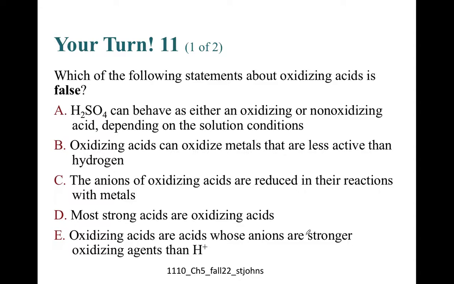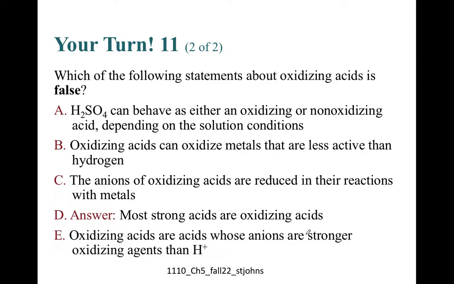Which of the following statements about oxidizing agents is false? Sulfuric acid can behave as either an oxidizing or non-oxidizing agent depending on the solution condition. That's true. Oxidizing acids can oxidize metals that are less active than hydrogen. True. The anions of oxidizing acids are reduced in their reaction with metals. That's correct. Most strong acids are oxidizing agents. This is not correct, because we already saw why.